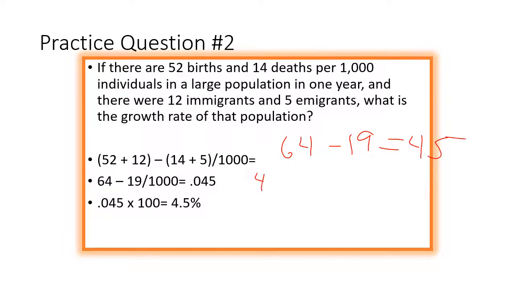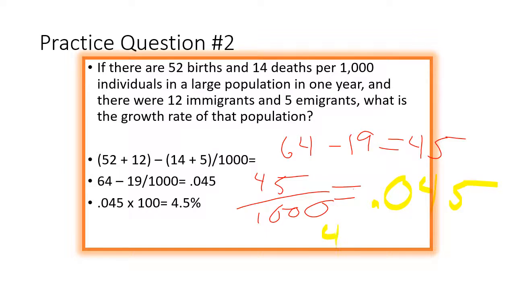So 45 over 1,000 gives us 0.045, or 4.5%.